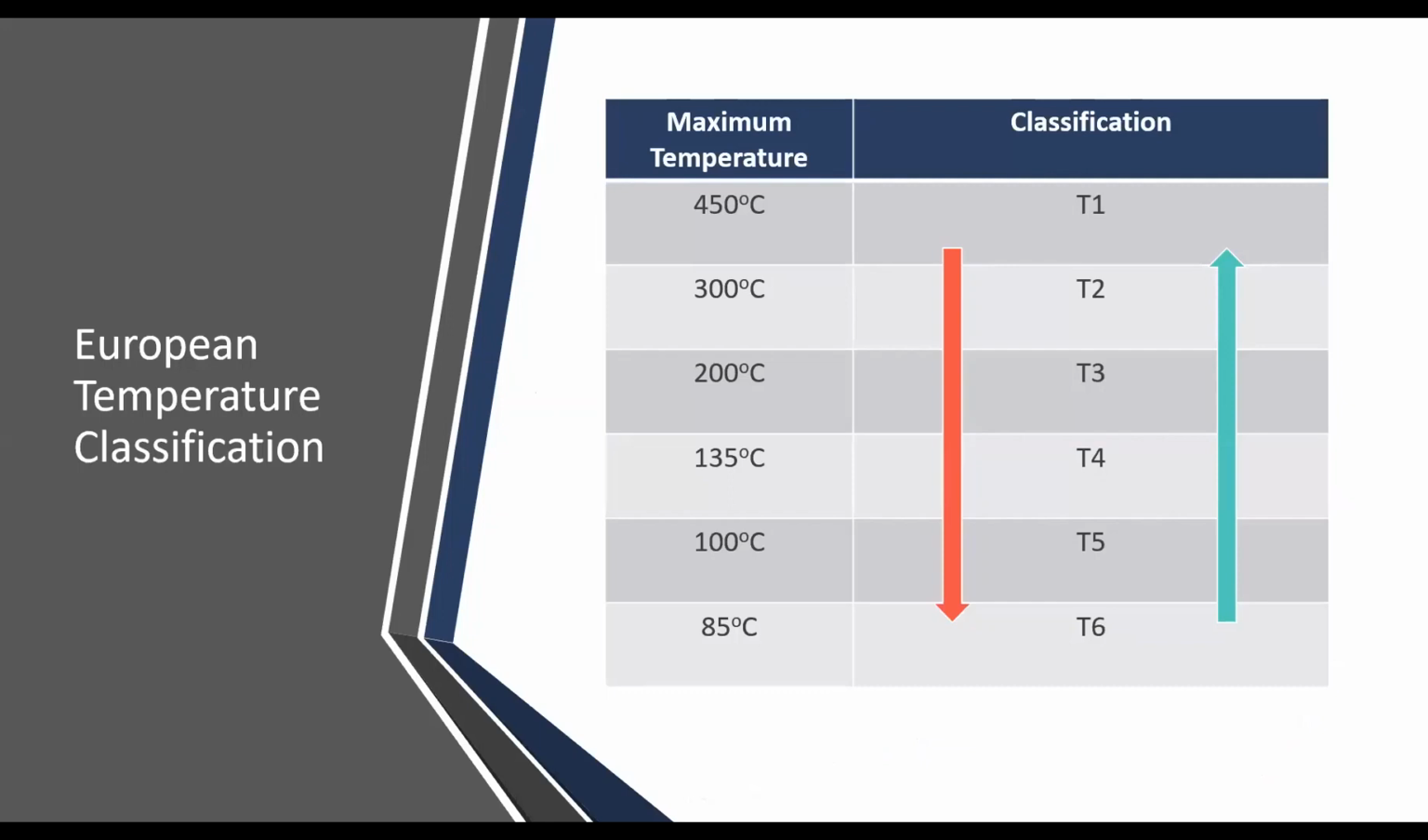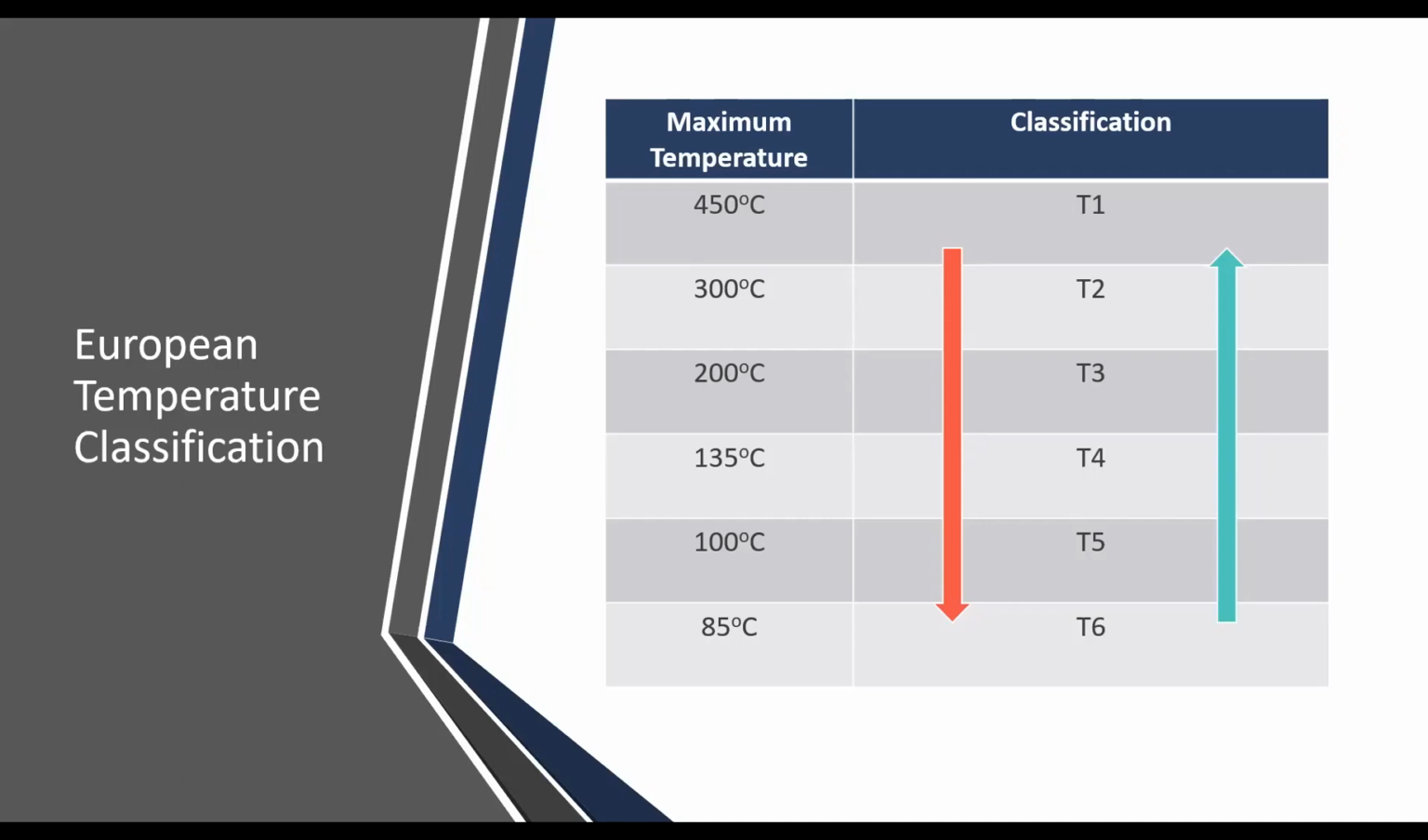Temperature is critical for EX equipment. Temperature rises can potentially cause ignition, so they're put into categories. This is for gas again. You will find that dust equipment has the temperature written on the nameplate, not a T class. So we have T1 to T6.